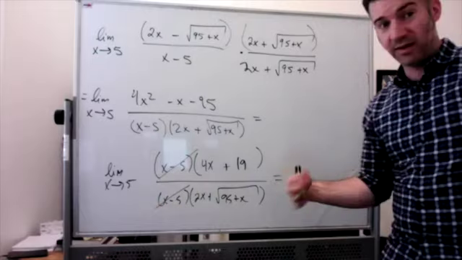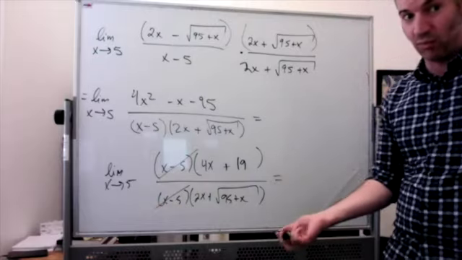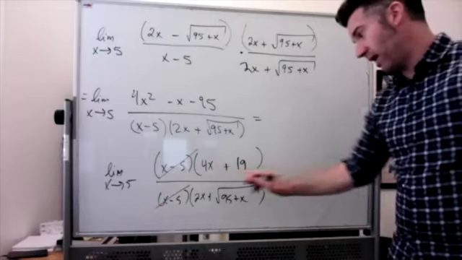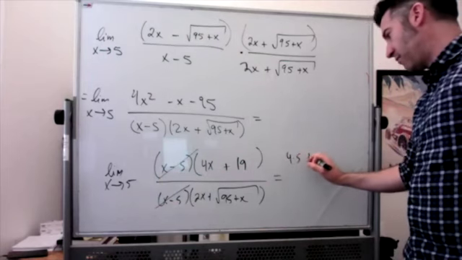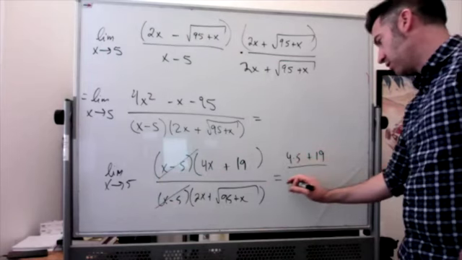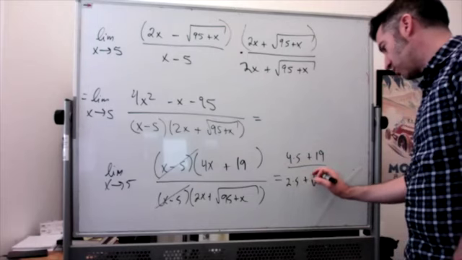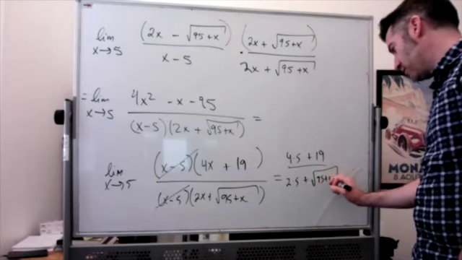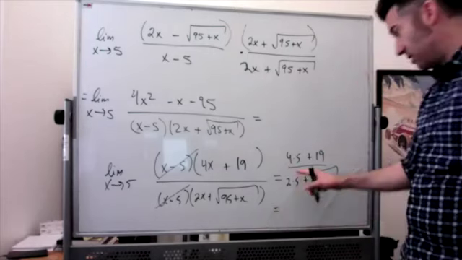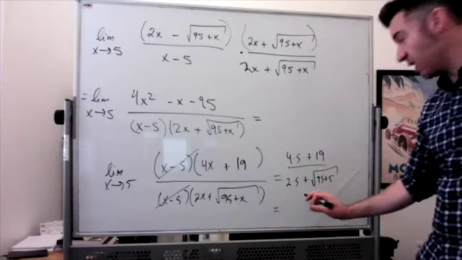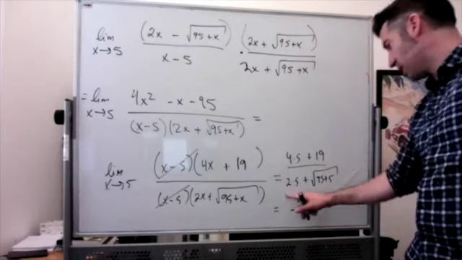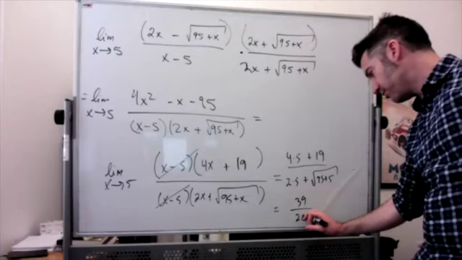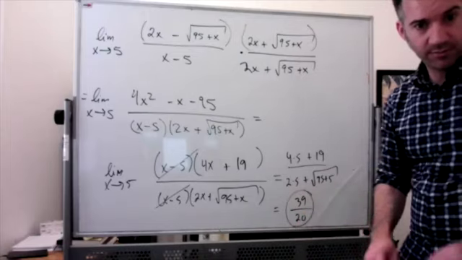So to actually find the limit, you have to plug in what x is approaching when you can. So I'm going to plug in 5 here and get 4 times 5 plus 19 over 2 times 5 plus the square root of 95 plus 5, which then simplifies as, let's see, 20 plus 19 is 39. Over 10 plus 10 is 20. That would be our answer. Okay.